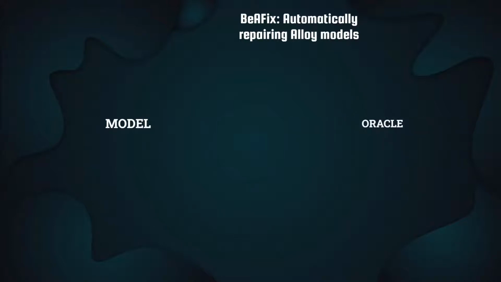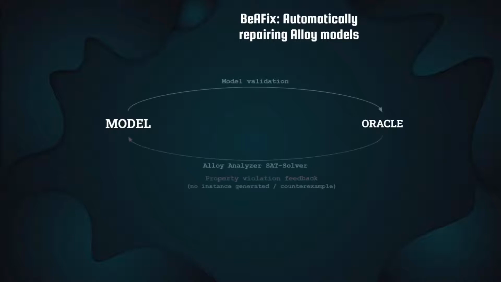The development cycle for an Alloy model will follow the same cycle we saw before, validating a model against some expected properties and using a SAT solver to check if some property is violated, which is highlighted by some feedback like no instances being obtained or a counterexample, in which case we will modify or repair the model and keep going until all properties hold. Our goal in this paper is to automate this cycle. Our technique will start with a model and an oracle with at least one failing property.